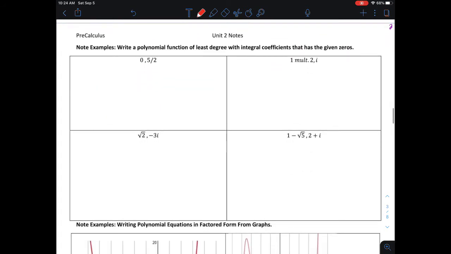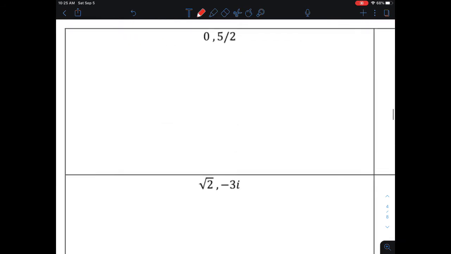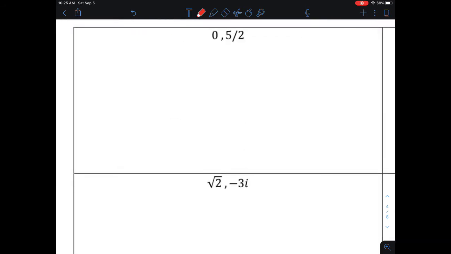Now let's start applying the factor theorem. The factor theorem allows you to start constructing the actual equation for the polynomial if you have given zeros. Now we want to write a polynomial of least degree with integral coefficients, so we want to avoid fractions, and we're given these zeros here. So I'm given the zeros, x equals 0 and x equals 5/2.